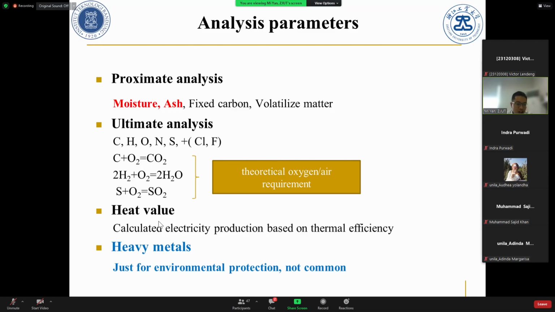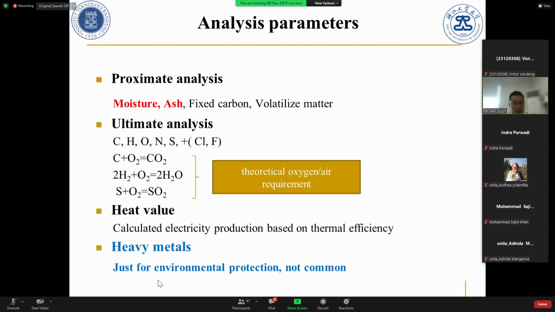For the heat value, we calculate electricity production based on thermal efficiency. Usually the thermal efficiency is 25%. So if you know the heat value, of course, you can calculate how much electricity is produced from 1 ton of MSW. So you can get roughly values, right? For example, the USA heat value is 2 to 4 times that of China's, so of course the electricity production is also higher.